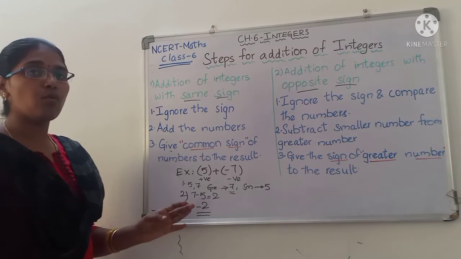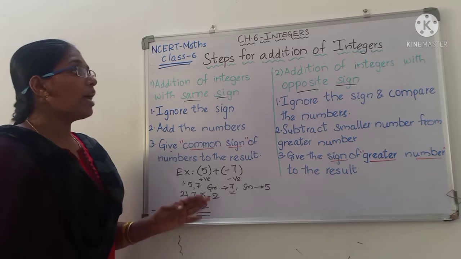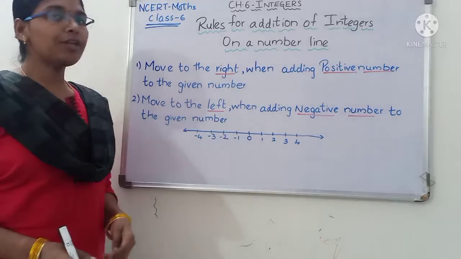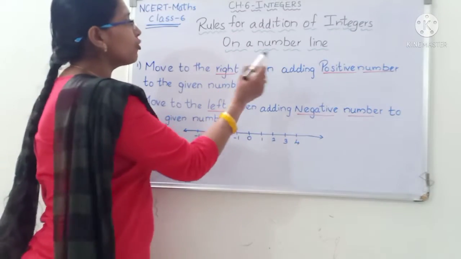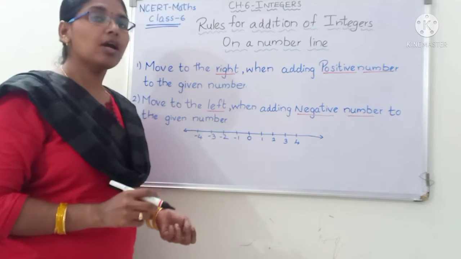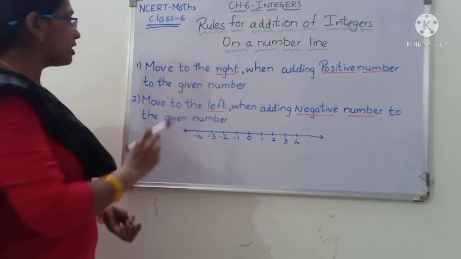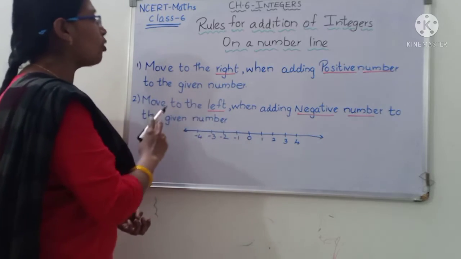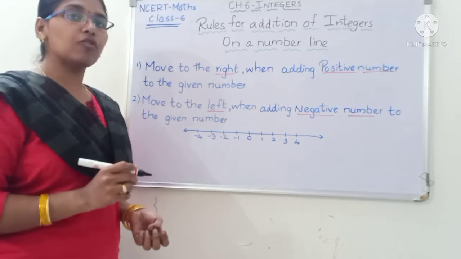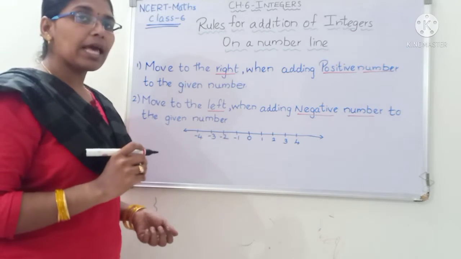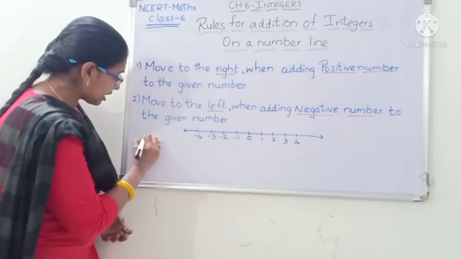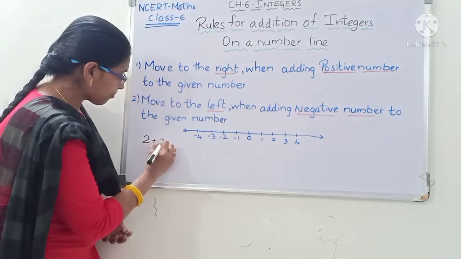So, children, this is the way you add the numbers when they are of same sign and when they are of different sign. Children, let's see rules for addition of integers on a number line. When you want to add integers using a number line, how do you add? What are the rules for it? First, move to the right when adding a positive number to the given number. If we want to add a positive number to the given number, then on the number line, you should move towards your right. Like if the number given is 2 plus 3.